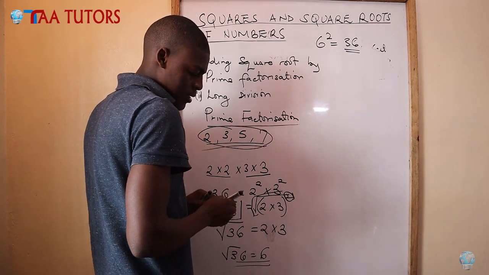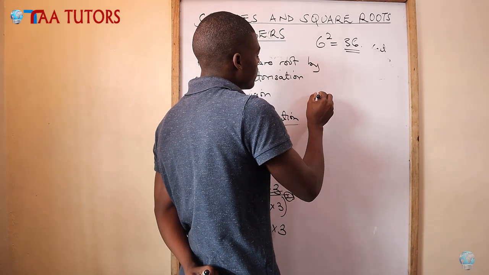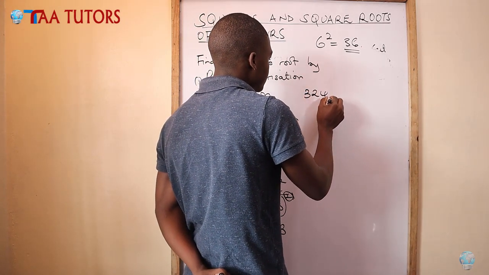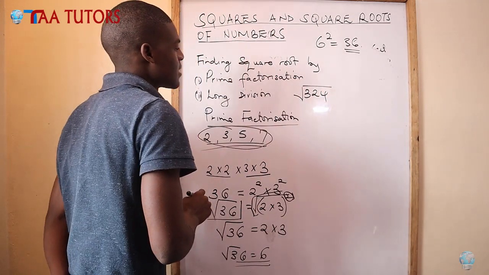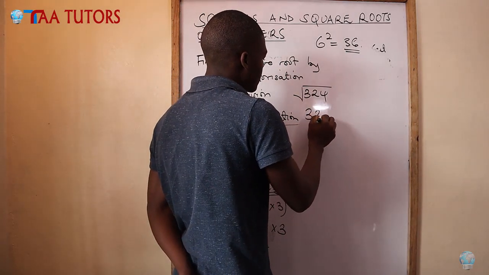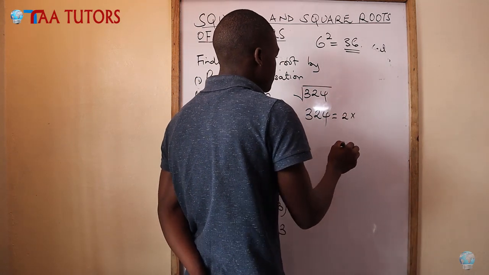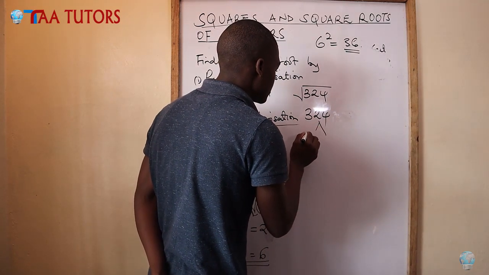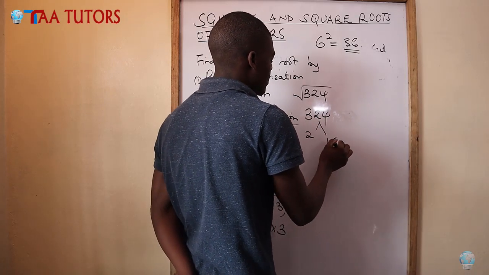We have 324. The root of 324. That is the second example. The root of 324 in prime factors will be 2. Let me use the tree method. 2, that one is 162.